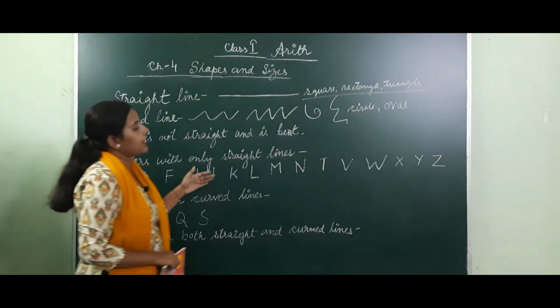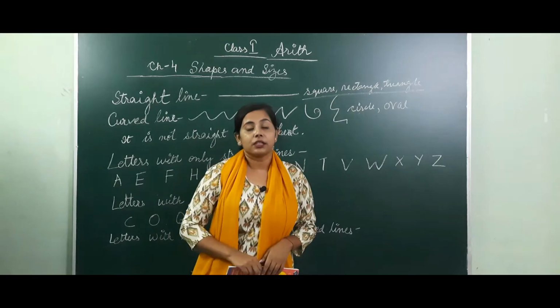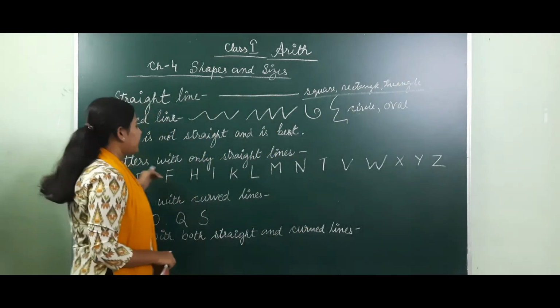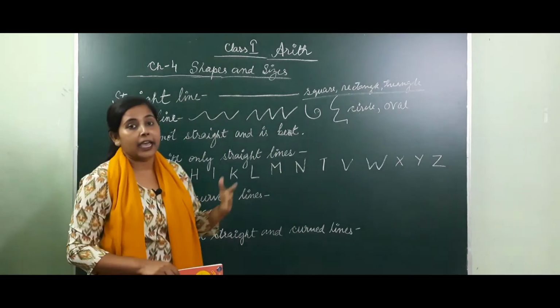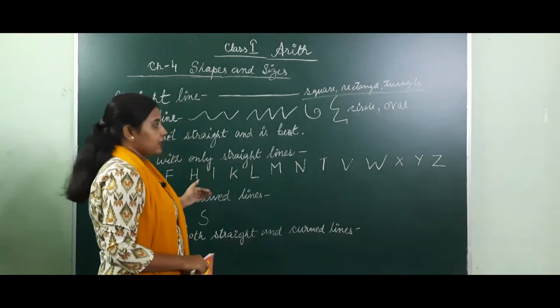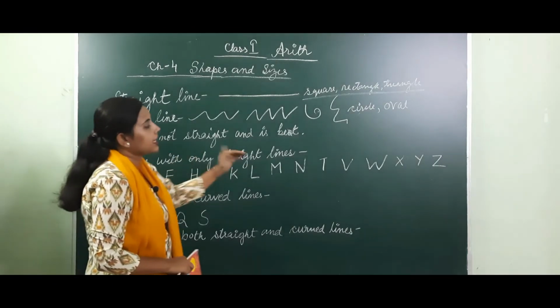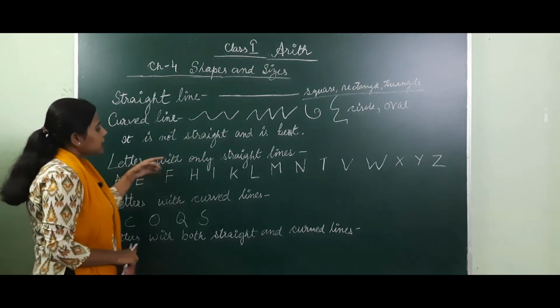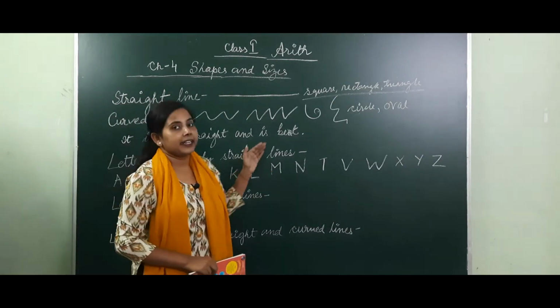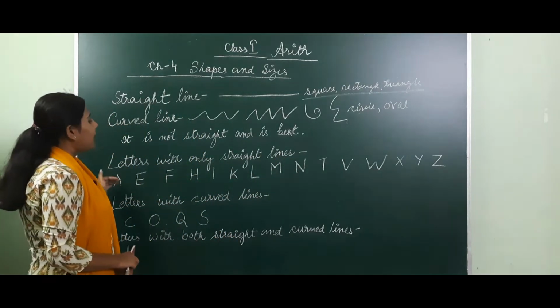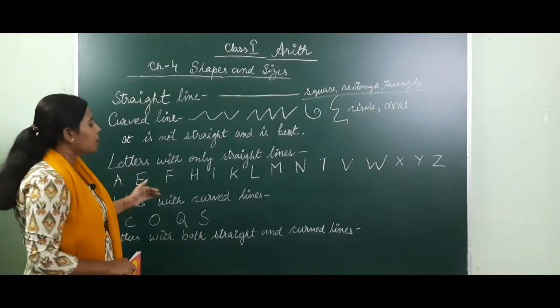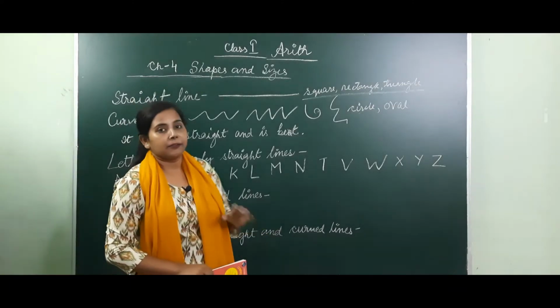Letters with only straight lines. In the English alphabet, when you sit and write the English alphabet, you can find straight and curved lines in the alphabets also. For your understanding, I have written these things very clearly. So letters with only straight lines, which you can write while using straight lines. There is no use of any curved line.